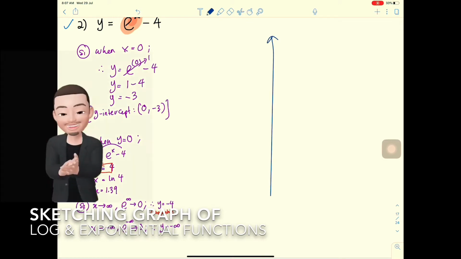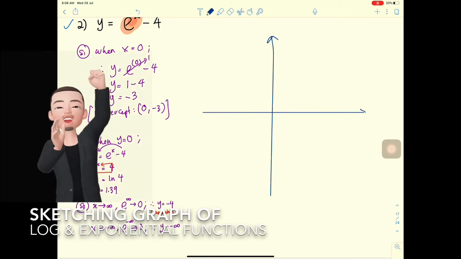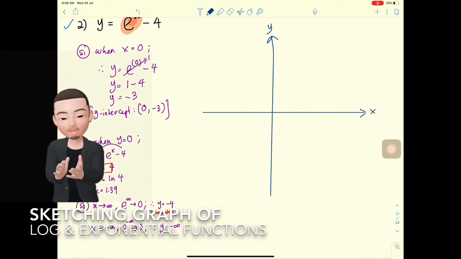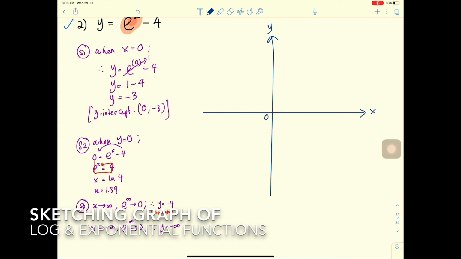This is y, x. Collect the information. When y equals 0, x equals 1.39, and when x equals 0, y equals negative 3, or we can point it as (0, -3). And negative 4 is the asymptote. So what else?